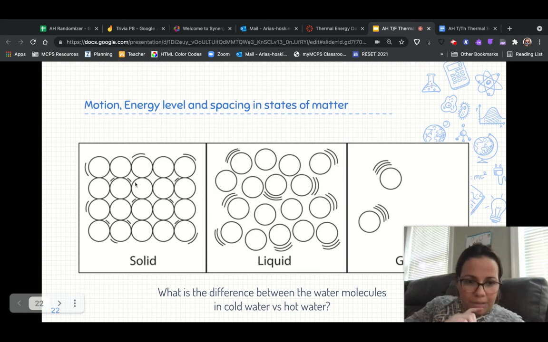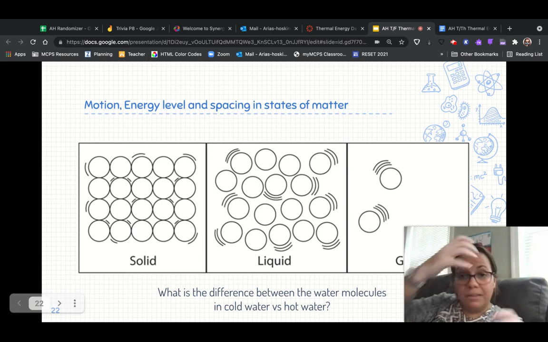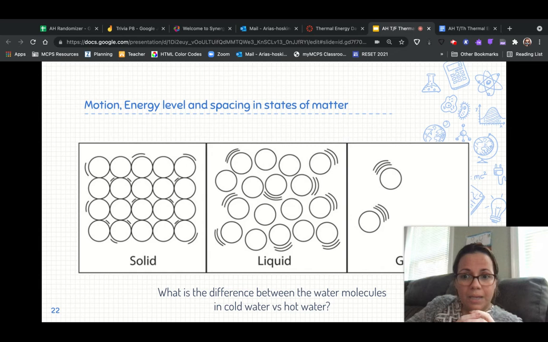If you look at the solid, which I didn't mention in class, but I want you to look at this. It has only one line, which means you see the line on the side for solid, only one line around the circle. That means that there's motion, but they don't have the necessary space to actually move around. They're still moving, they're vibrating, but they're not moving freely.